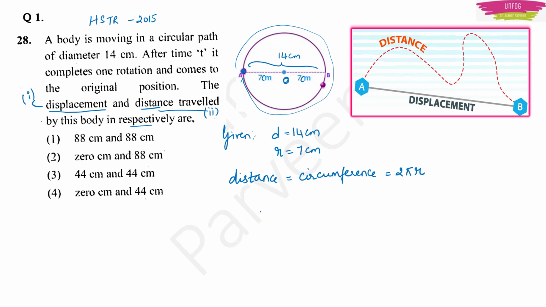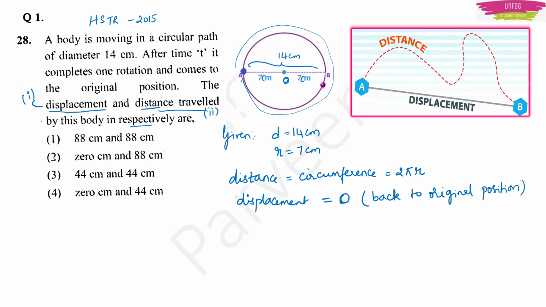Now they are also telling that the body came back in its original position. That means displacement is 0. In the previous example, we told that the boy came back to his home, right? At that time, we told that the displacement of that boy is 0. Why? The body came back to its original position. If the body comes back to original position, then the displacement will be 0.